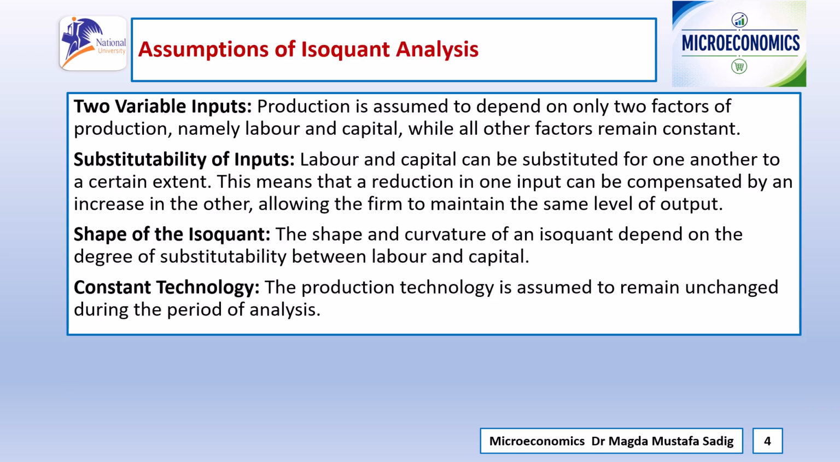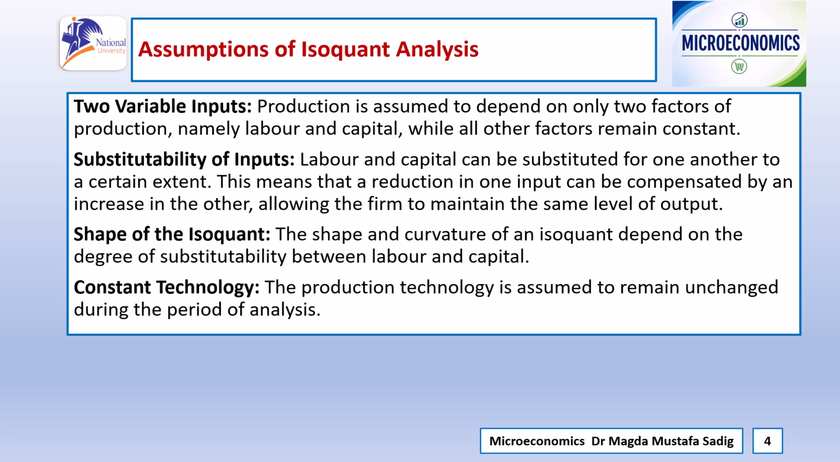Let us come to the assumptions of isoquant analysis. Like every economic model, isoquant analysis is based on several assumptions. The first assumption is that production depends on only two variable inputs, labor and capital. Other factors remain constant. The second assumption is that labor and capital can substitute each other to the same extent.